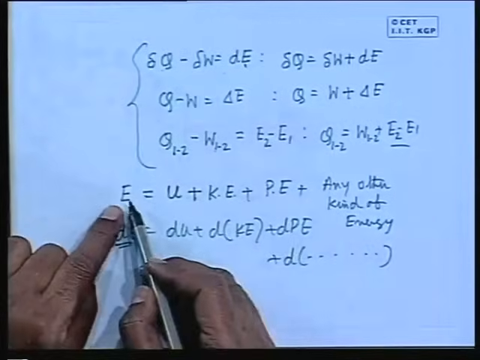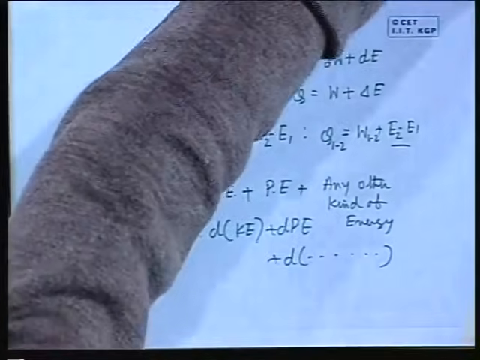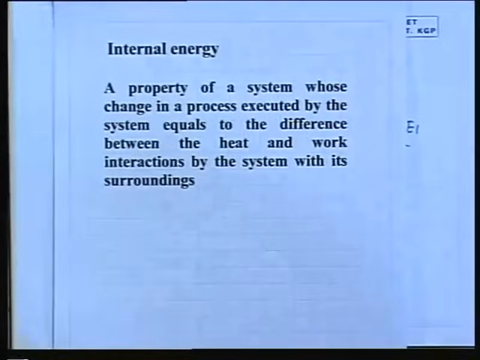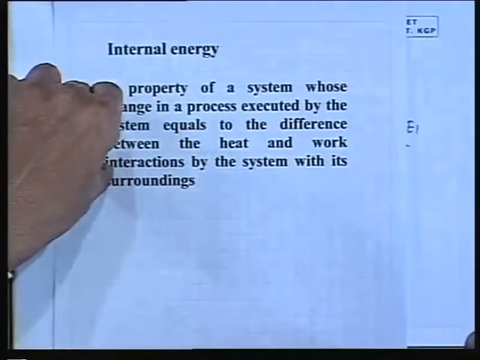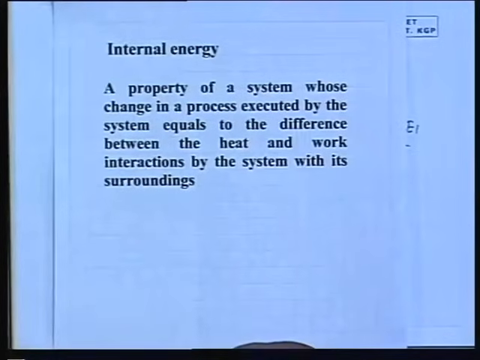So therefore, we see that internal energy is a point function. And we can now define internal energy like that: a property of a system whose change in a process executed by the system equals the difference between the heat and work interactions by the system with its surroundings. This is another form of the first law. The beauty of the first law is that though work and heat are path functions, their difference is a point function. Two are path functions, but their difference is a point function.